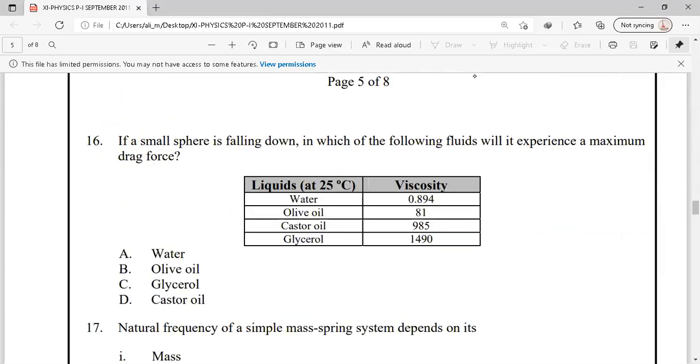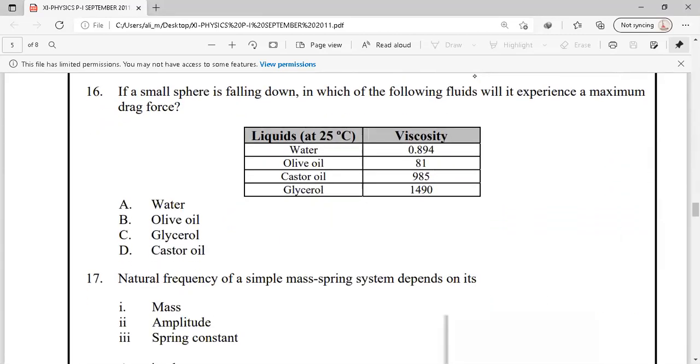Let's quickly move to our question number 16. A small piece of iron falling down in which of the following fluids will experience the maximum drag force? We know that the formula of the drag force F is equal to 6 pi eta, which are constants, and the radius and the velocity of the object flowing through that.